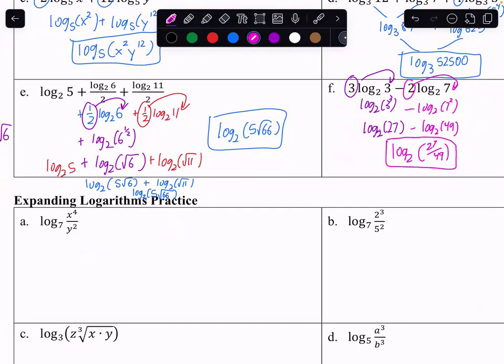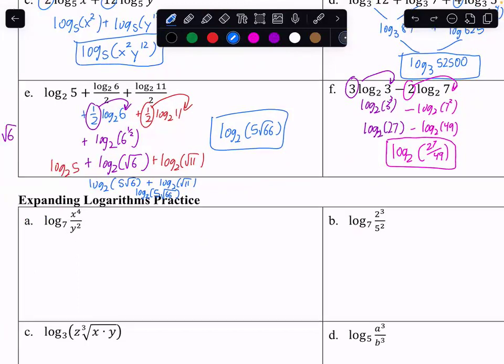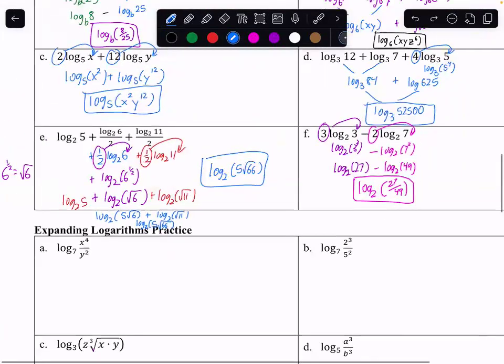Okay, so let's look at this last section. This time we're going to expand. Expand means kind of spread out. So instead of combining multiple logarithms into one, I would like you to take a single logarithm and split it up.